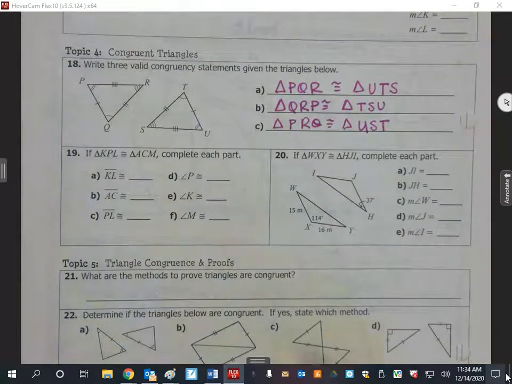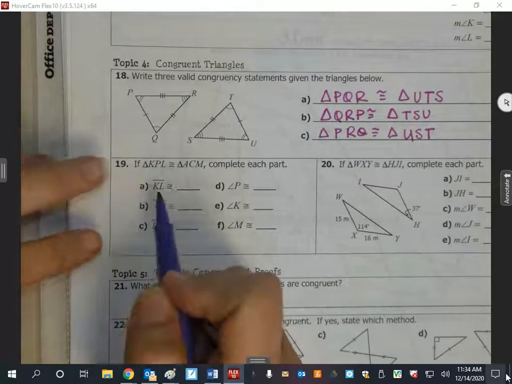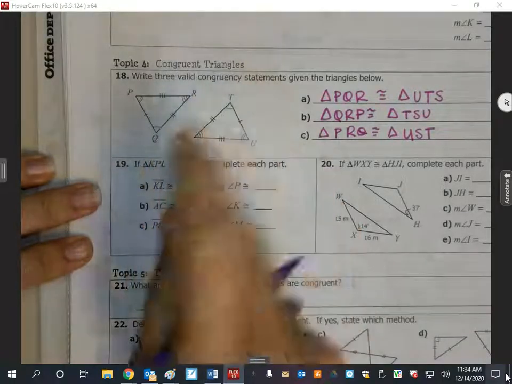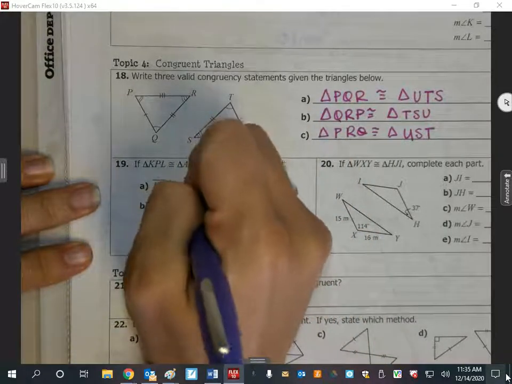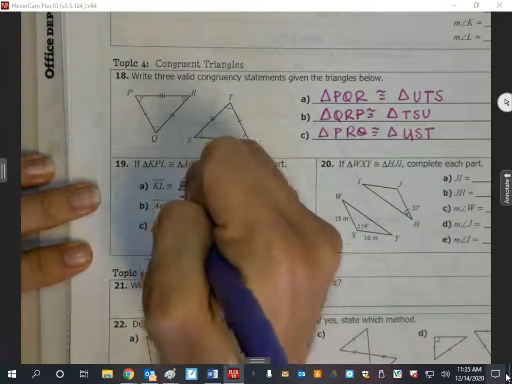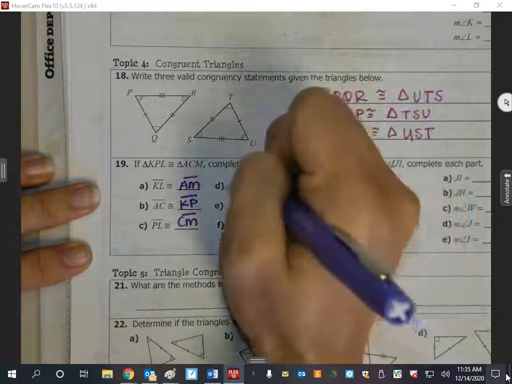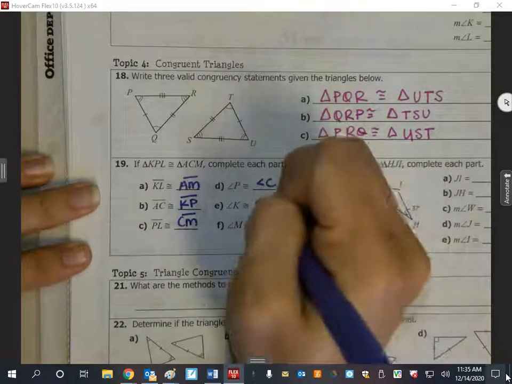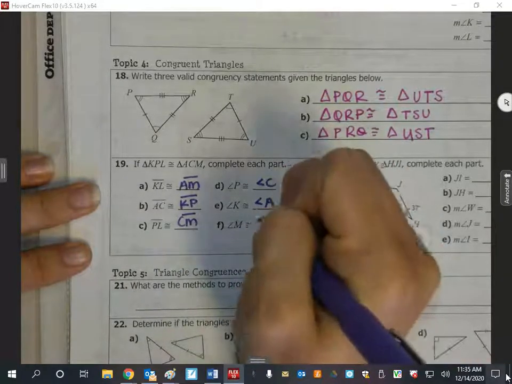All right. Now, number 19 is for corresponding parts. This is where you match where the letters are. So what side is congruent to KL? Hopefully you put AM. What side is congruent to AC? Hopefully you put KP. And to PL? Hopefully you put CM. And to angle P? Angle C. And to angle K? Angle A. And to angle M? Angle L.